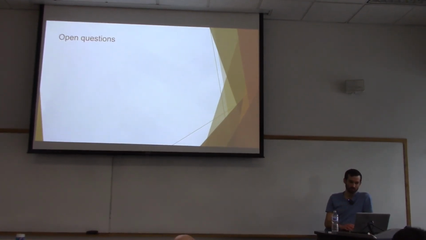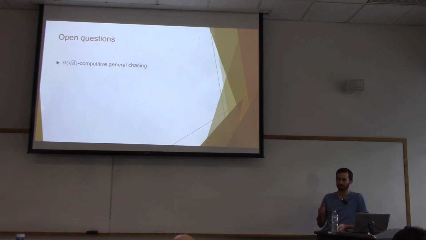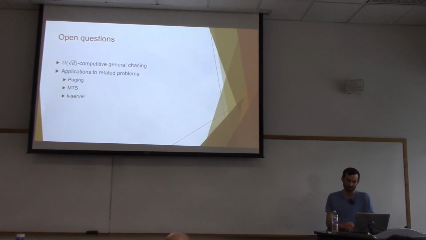So just a couple open questions. The biggest one for this particular problem is whether the general case can be gotten down to square root d, since we know that it's between square root d and d. My guess is that probably square root d is the truth, but I have no idea what kind of algorithm would get there. I don't believe that the centroid algorithms are going to get down to square root d for the nested or for the general case. And also, it would be nice if we could apply this to other related problems that I mentioned at the beginning, paging, MTS, k-server, which we've seen use of the work function, but not the Steiner point. And it'd be nice to see if the Steiner point could be used for any of those.